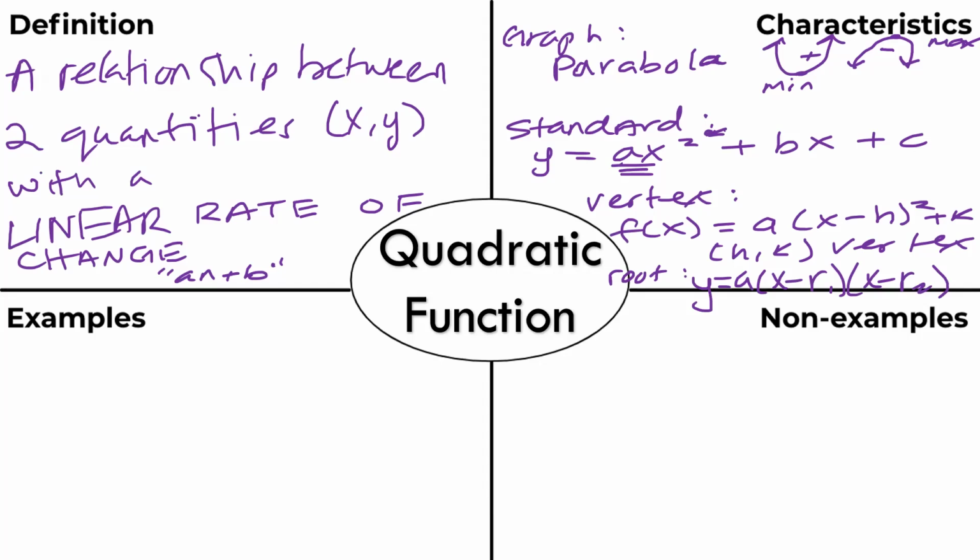All right, so now that you have the definition and the characteristics, you should be able to come up with examples and non-examples of what a quadratic function is. Okay, so we're going to pause for about 60 seconds to come up with your example and non-examples. For the example and the non-example, I would like for you to create a graph.